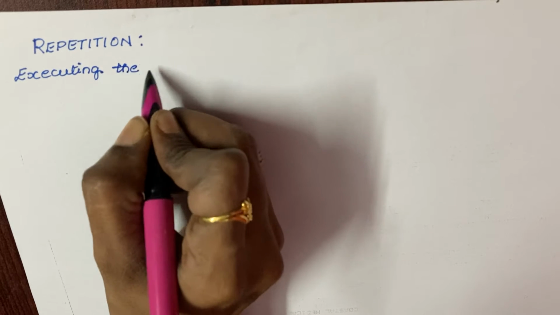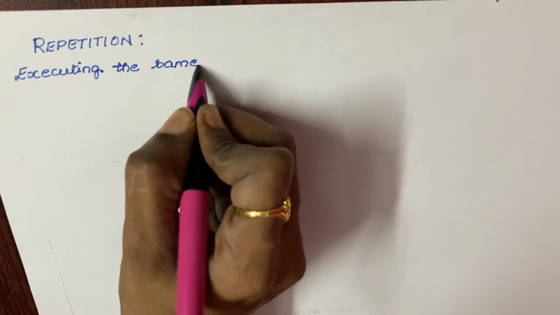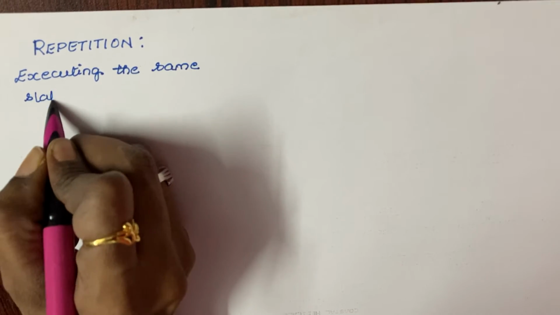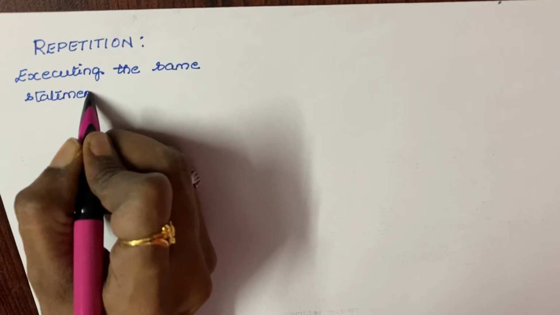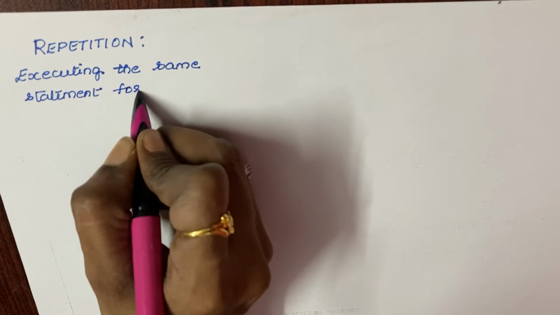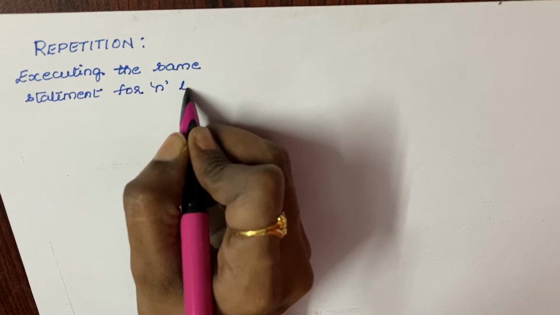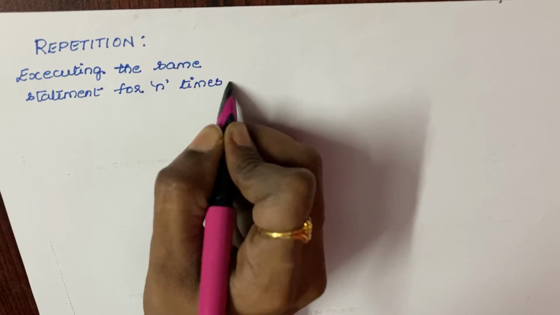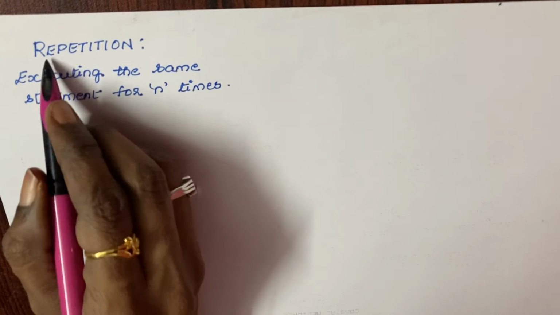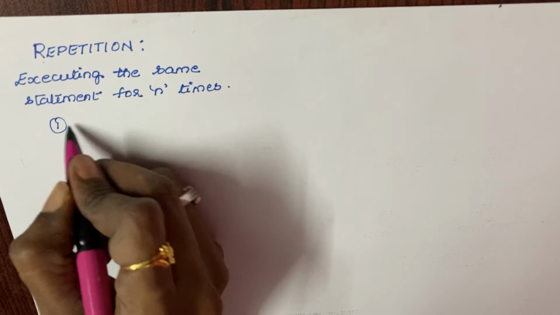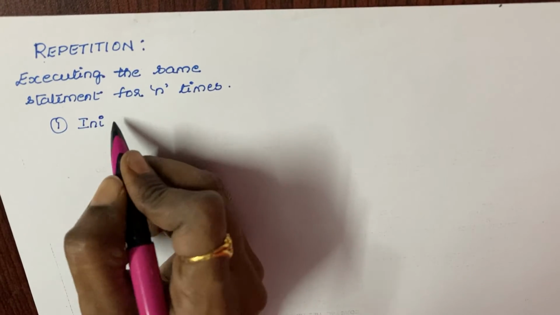So we are executing the same statement for n number of times. For this repetition we need three conditions. First one is initialization of the variable.